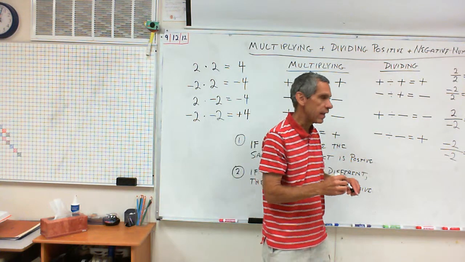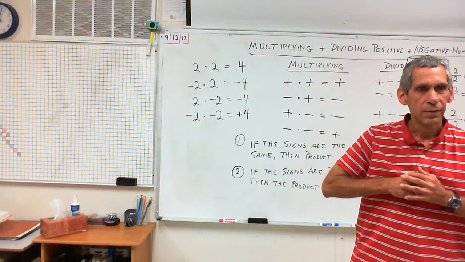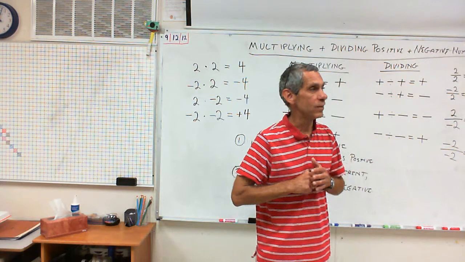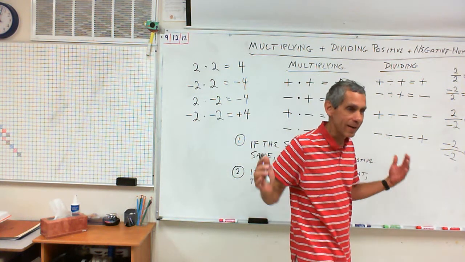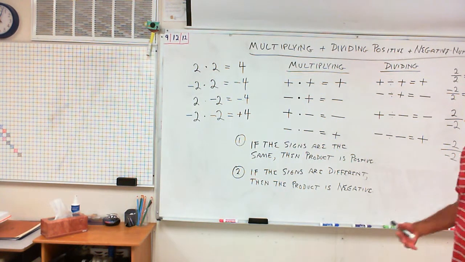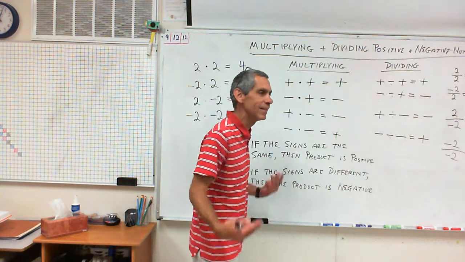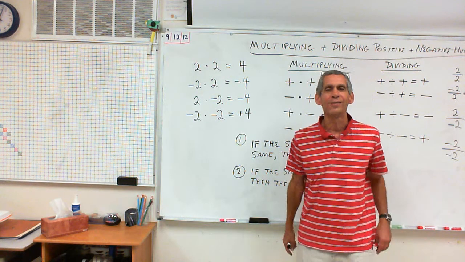Okay, so everybody say that. Negative divided by negative equals a positive. Negative times negative equals a positive. All right, all together: negative times a negative equals a positive.